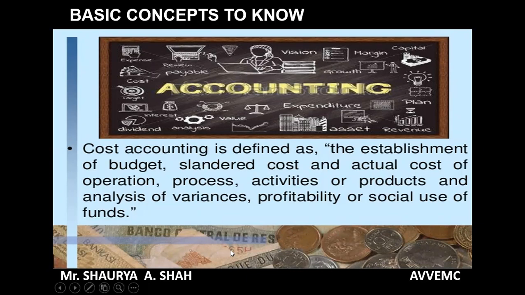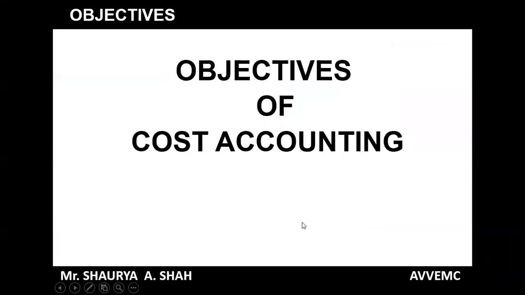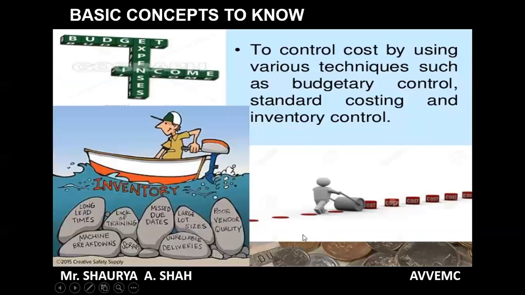Moving on, what are the main objectives of cost accounting, students? Now, objectives here include the following. The first is to control the cost by using various techniques such as budgetary control, standard costing, and inventory control. Now here, as you can see in the image, students, the inventory is sitting in the board. There are various pebbles, or we can say hurdles, which reduce the cost of inventory. So in order to control the inventory, the various techniques such as budgetary control, standard costing, and inventory control are used.